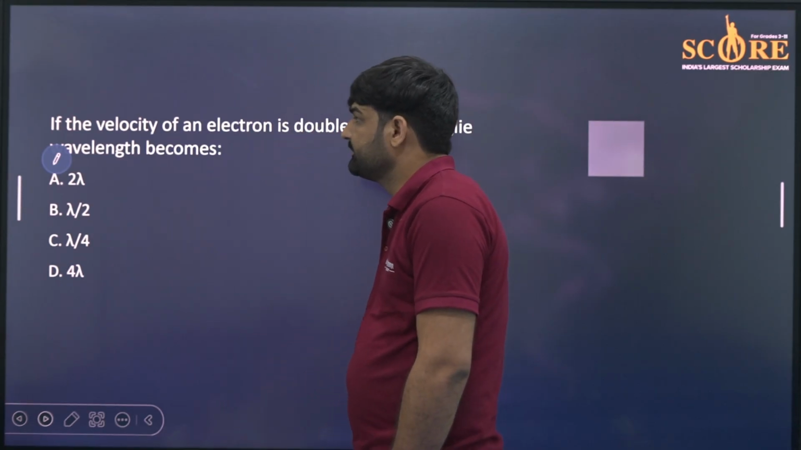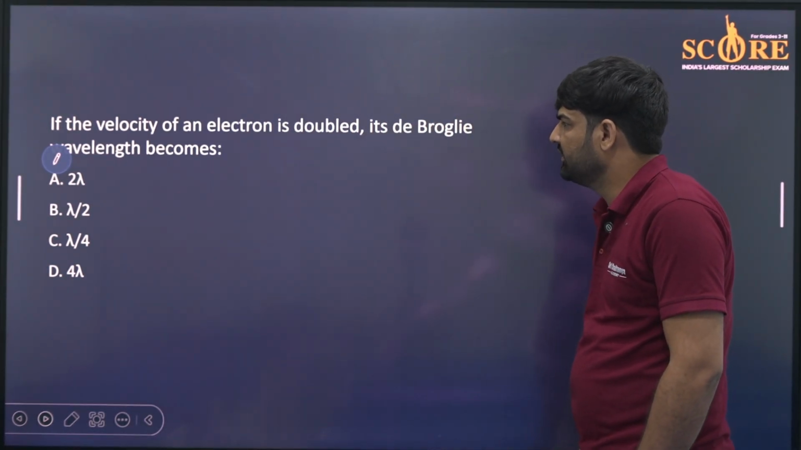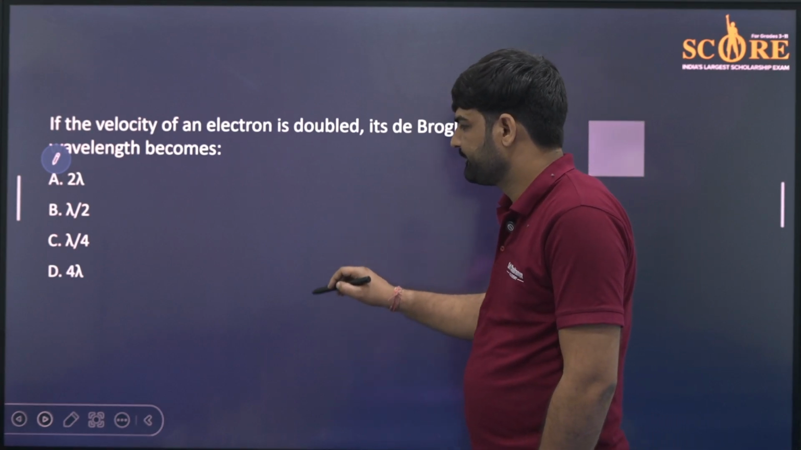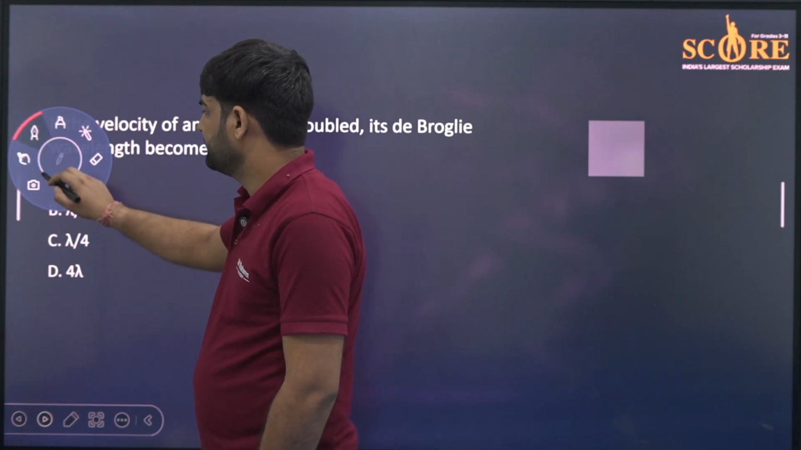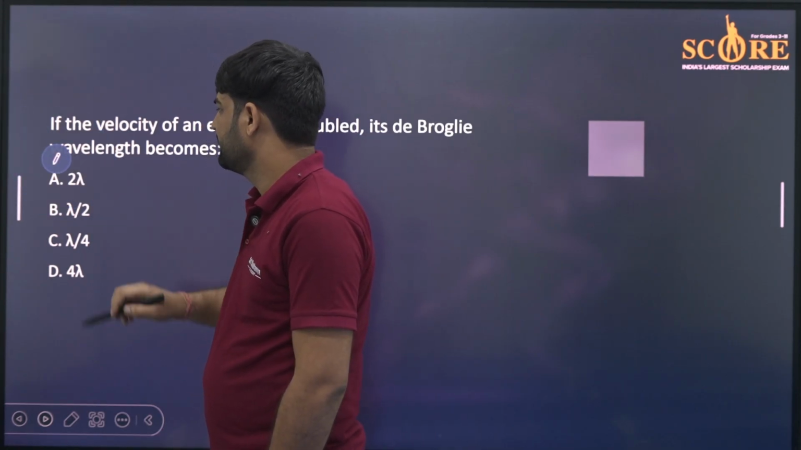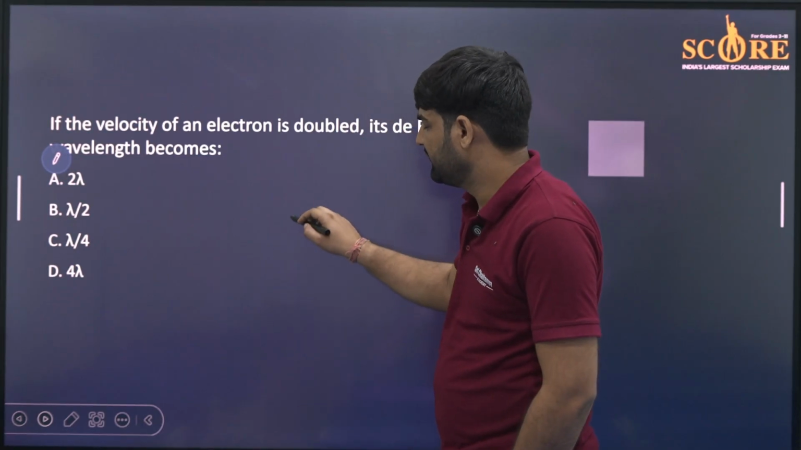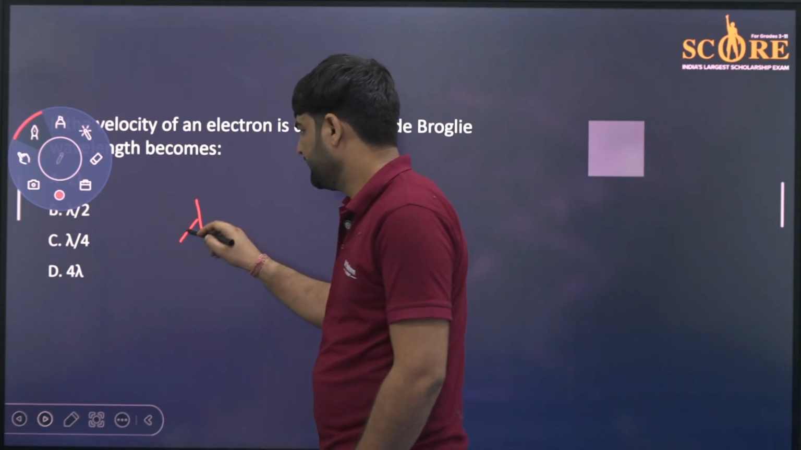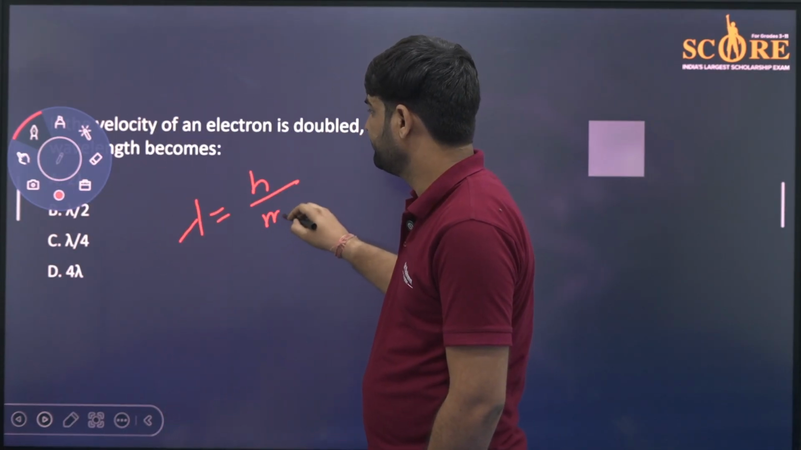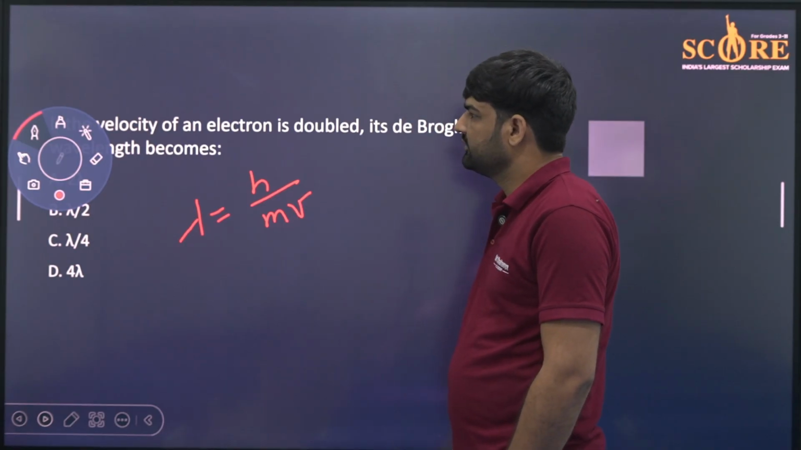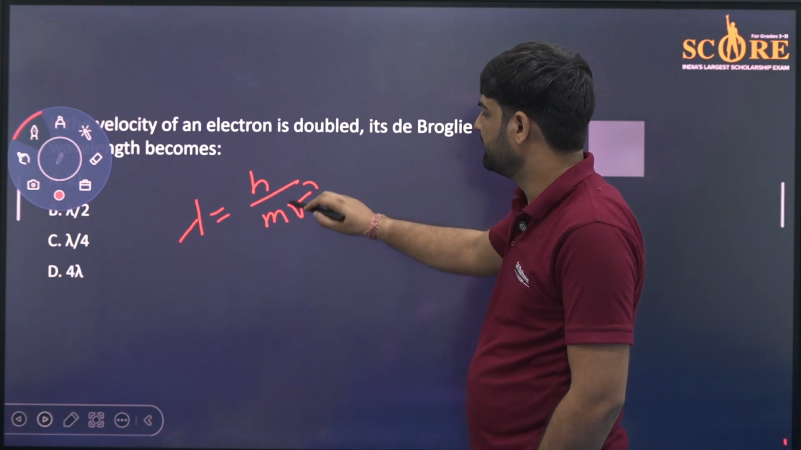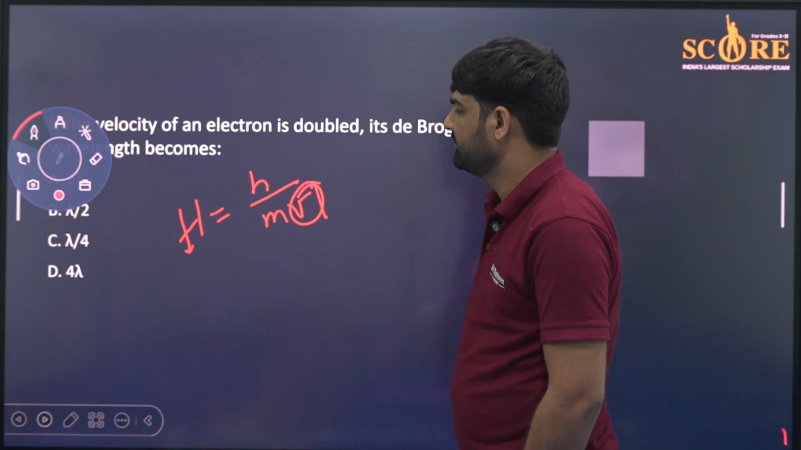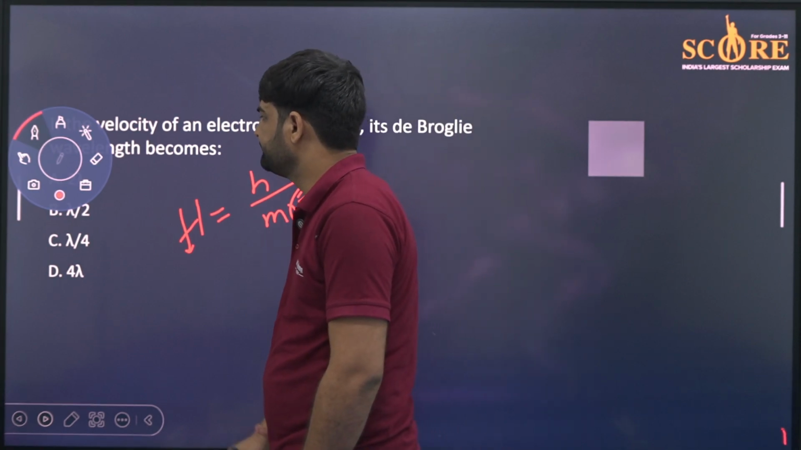Next, a simple question. Velocity of electron is doubled, its de Broglie wavelength becomes? So you know the relation between lambda and velocity. You can write lambda equals h upon mv. If the velocity of the electron is doubled, then lambda will be half. So your answer will be lambda by 2.